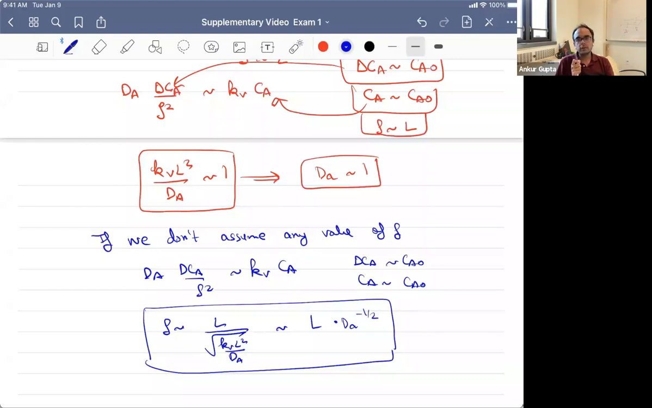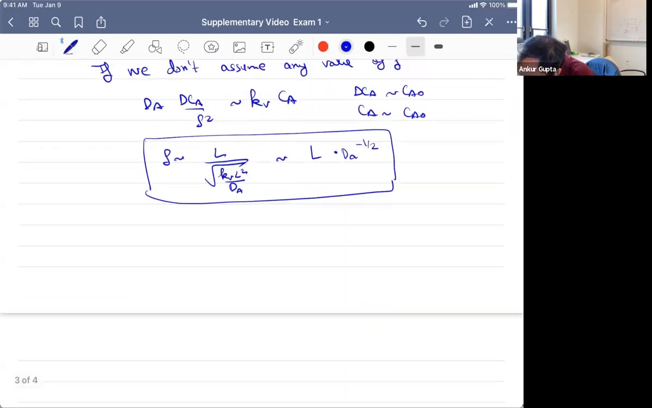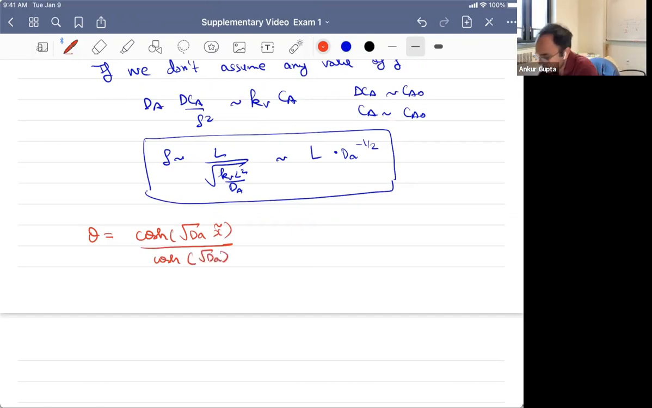Now, the one thing that I wanted to do is check whether this value is correct. We have the scaling analysis, so can we really check this value? And the answer is we really can. So we know that theta is cos of square root of dA times x tilde, divided by cos of square root of dA. This means that CA is CA naught times cos of square root of dA x by L, divided by cos of square root of dA.